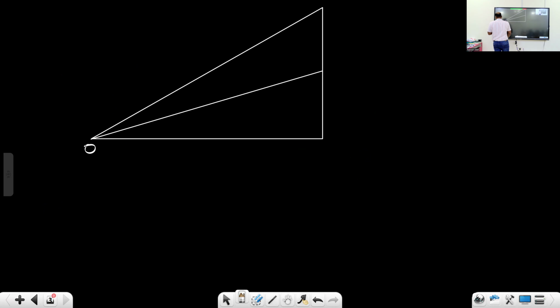This is the point O. Here is the point A. Here is the point B. Here is the point C. This angle is 30, this angle is 45. Read the question. And this distance is given as 36 meters. What is the height of section B?